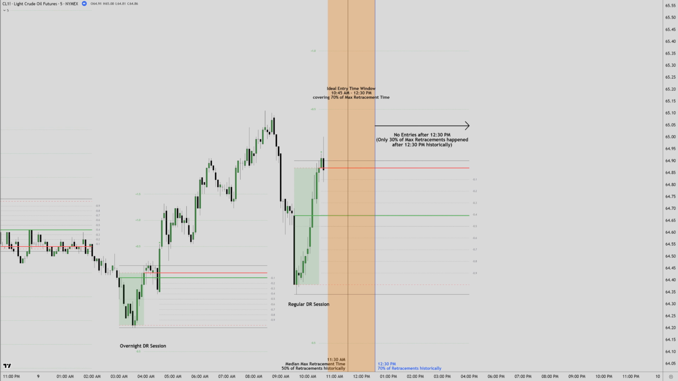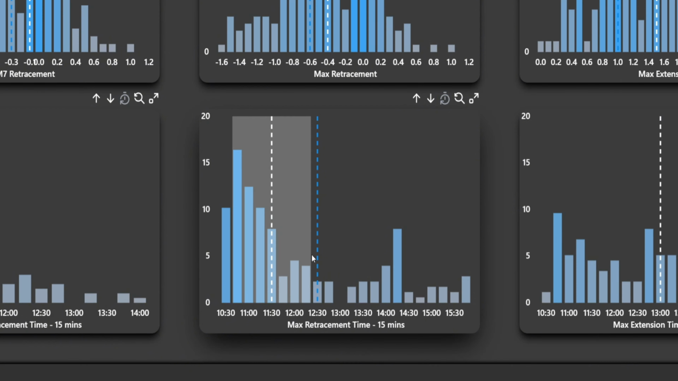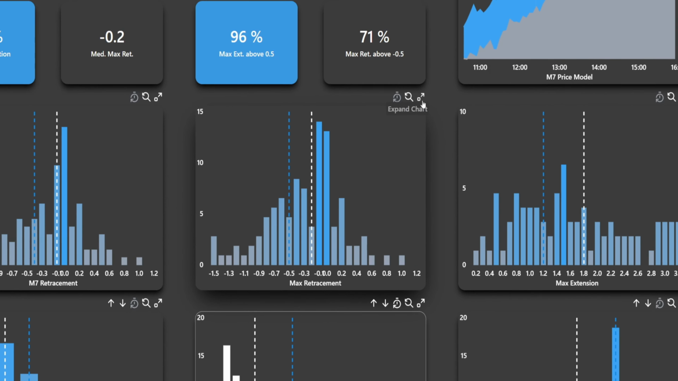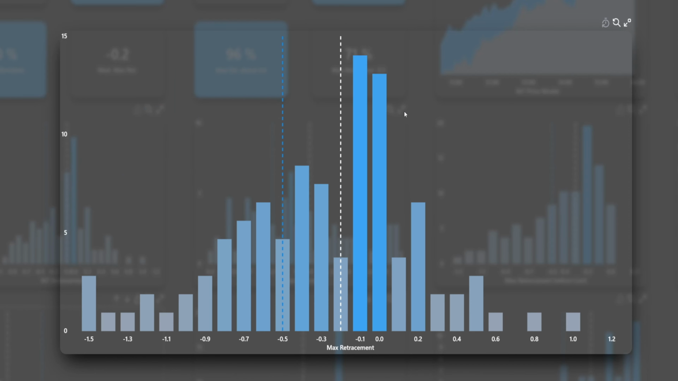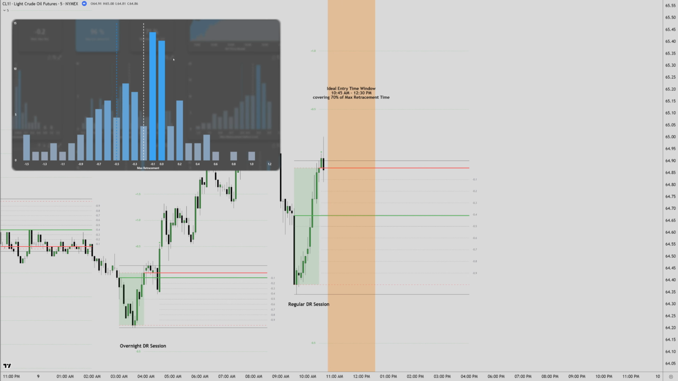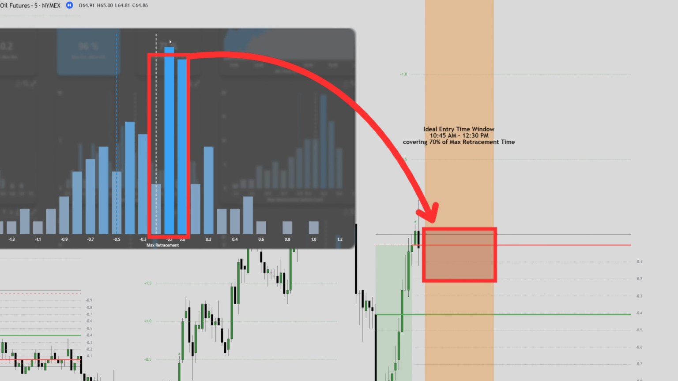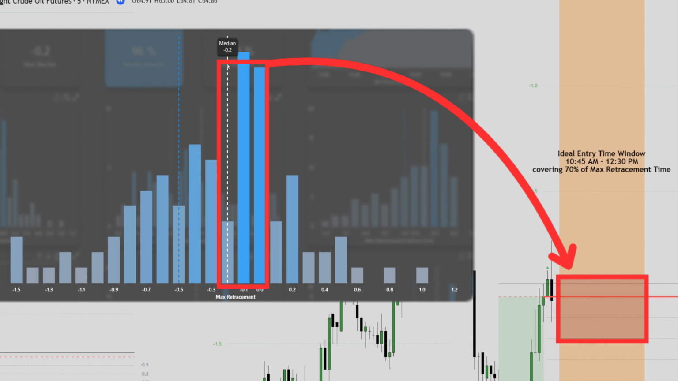But let's think about that for a moment. We know from the past for this exact scenario, 70% of all maximum retracements in a true session happened up until 12:30 p.m. That's a major statistical advantage. By narrowing it down to that specific time window, we can analyze where price had its maximum retracement in that time window most frequently. Plus 0.09 up until minus 0.1 stand out clearly as the levels where price had its maximum retracement for the session most frequently.